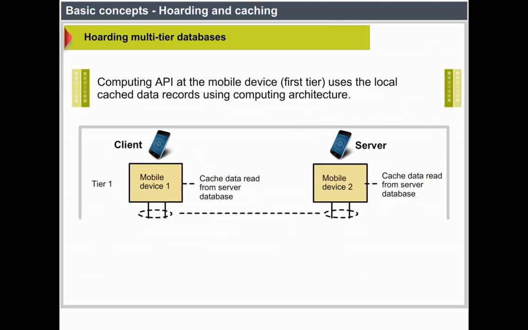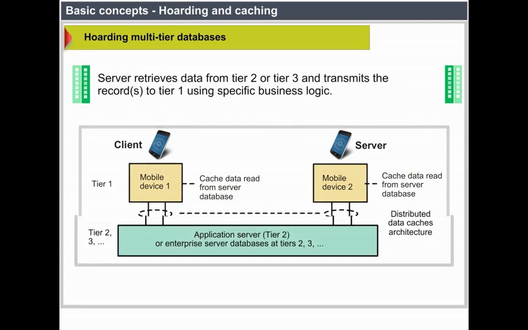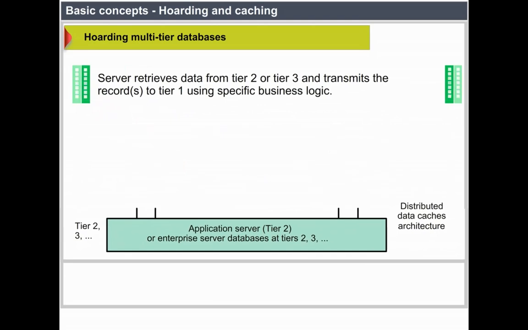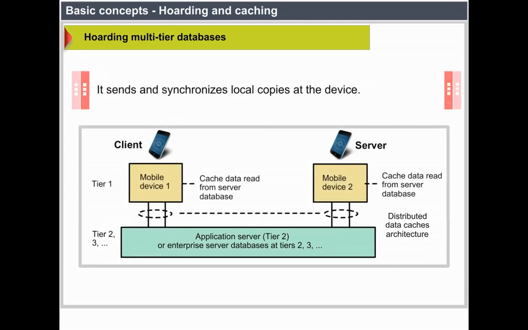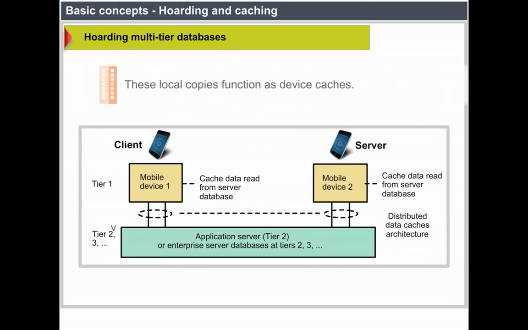The computing API at the mobile device first tier uses the local cached data records using this computing architecture. The server retrieves data from Tier 2 or Tier 3 and transmits the records to Tier 1 using specific business logic. It sends and synchronizes local copies at the device. These local copies function as device caches.